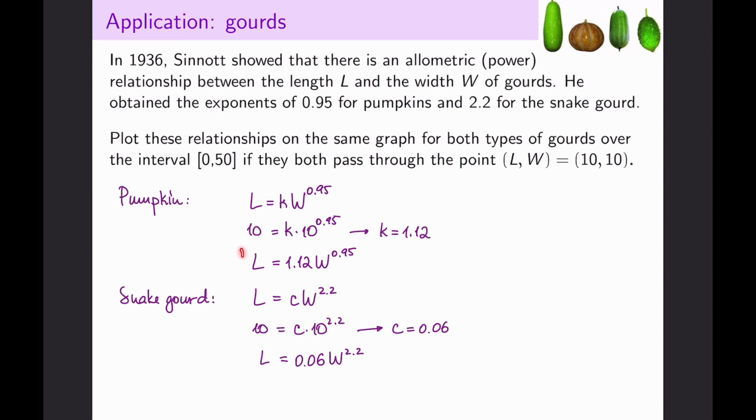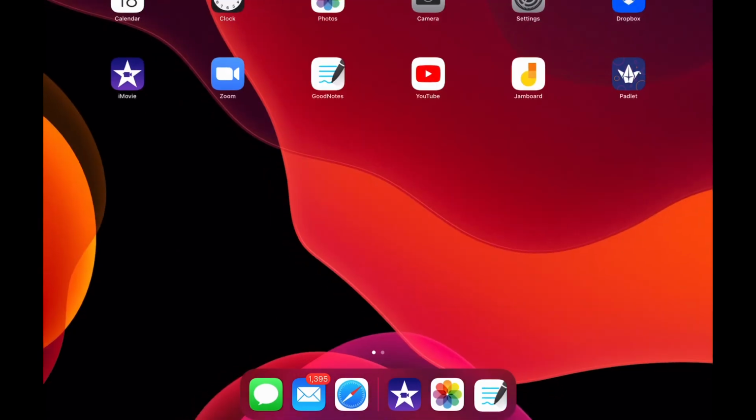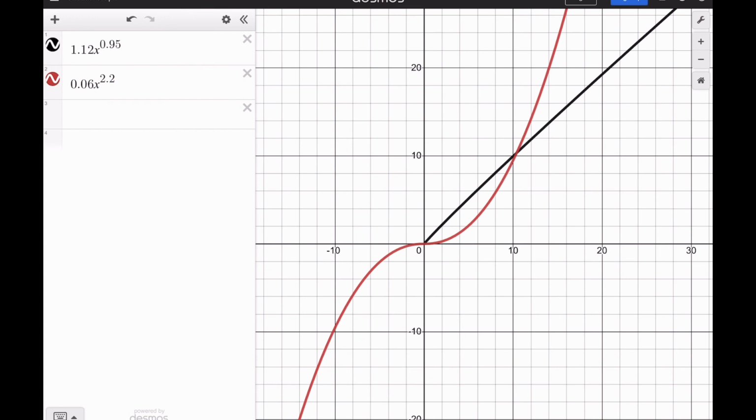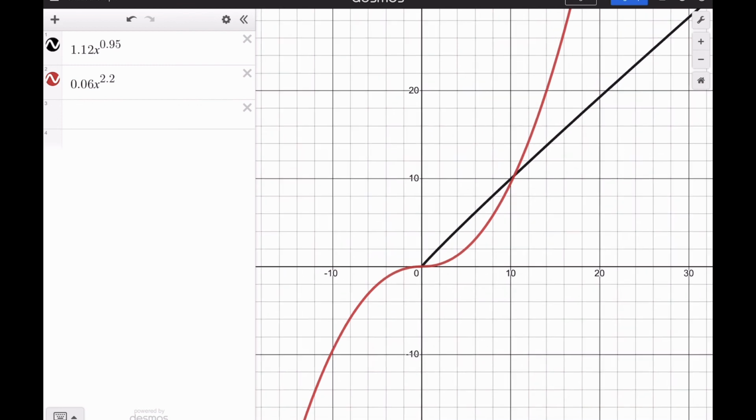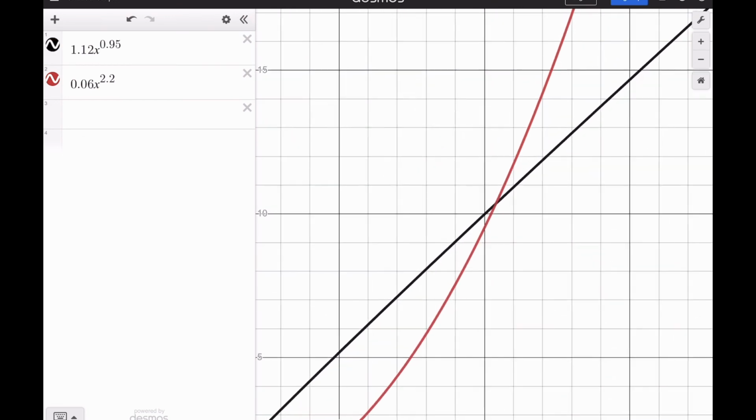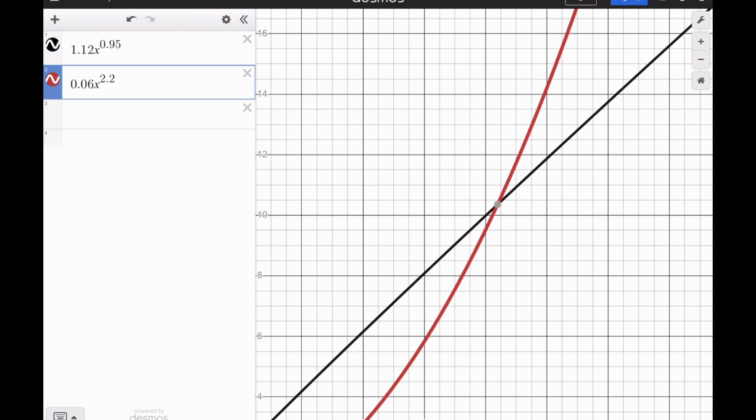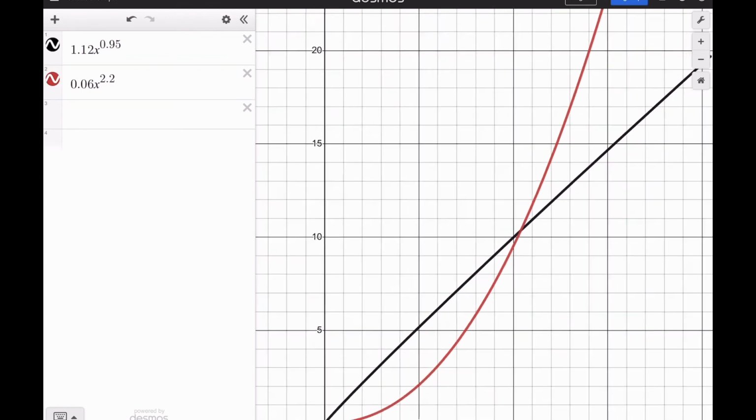Now we can actually go ahead and sketch these two relationships to see what they look like. Of course, you can do this by hand, but why do that by hand when we have Desmos? So these are my two formulas that I've derived with proportionality constants. Notice that if I zoom in, I will notice that this point of intersection isn't exactly (10, 10). That, of course, is due to the fact that I've rounded my proportionality constants to two decimal places. So my point of intersection will also be a rounded result.